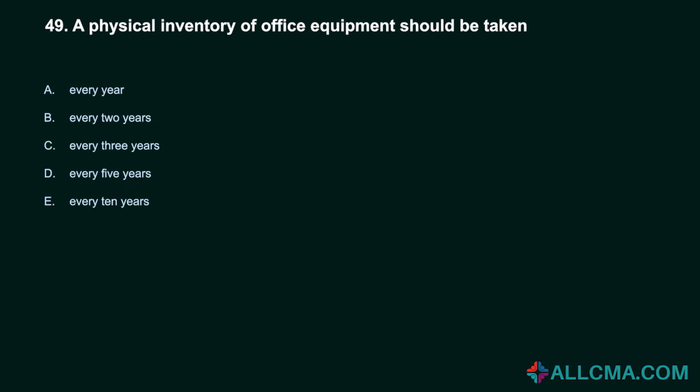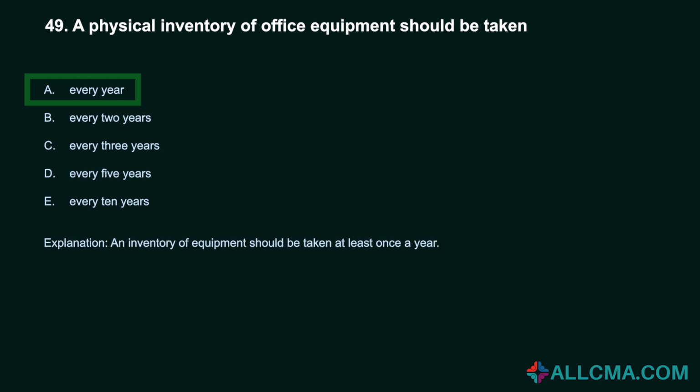49. A physical inventory of office equipment should be taken. A. Every year. B. Every 2 years. C. Every 3 years. D. Every 5 years. E. Every 10 years. Correct answer, A. Every year. An inventory of equipment should be taken at least once a year.